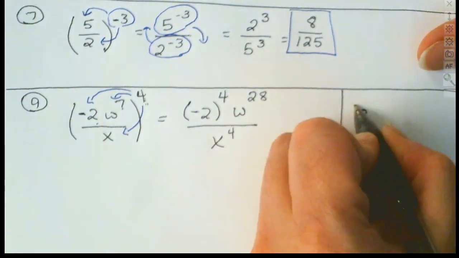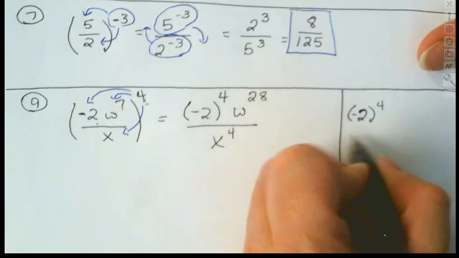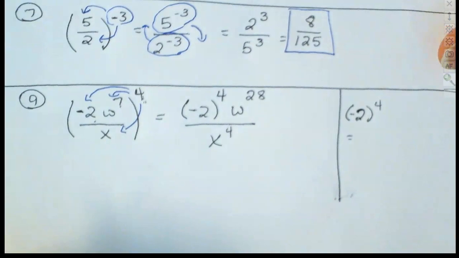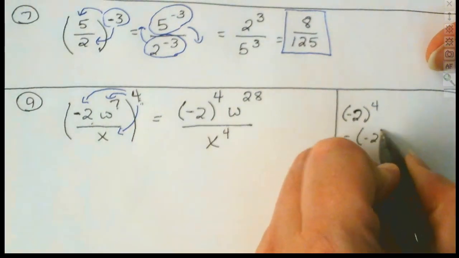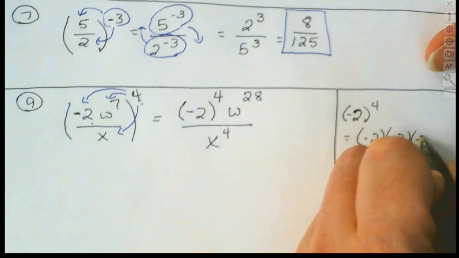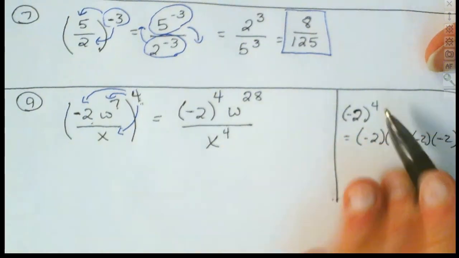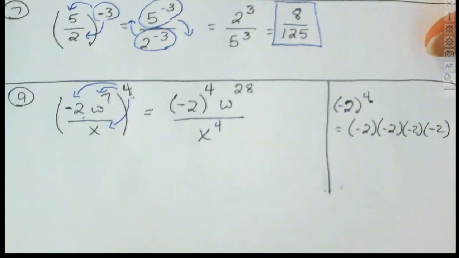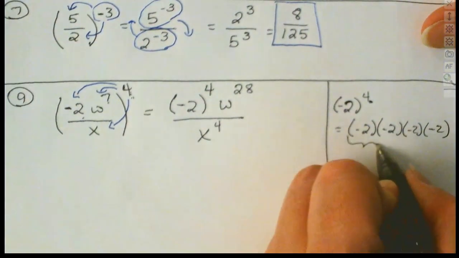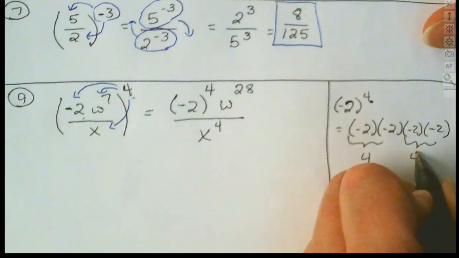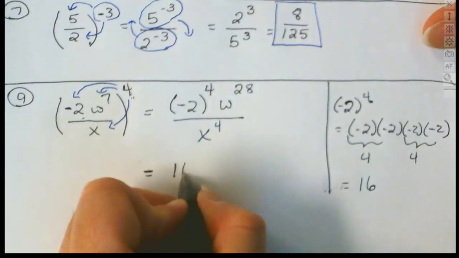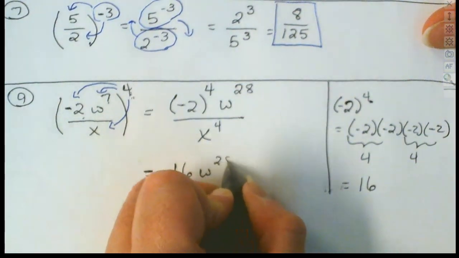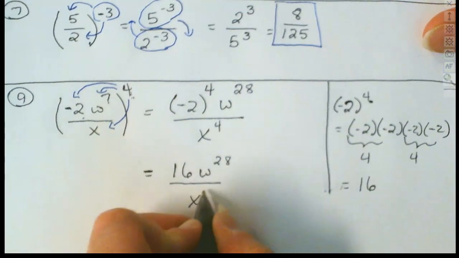And what do we know about negative 2 to the 4th? Is that going to be a positive or a negative number? Okay, positive, right? How do I know? Well, write it out, 4 times. You can also remember the fact that it's an even power, and even powers come out positive. If you multiply these together, you get 4 times 4, which is then positive 16. So my final finished answer would be 16, w to the 28th over x to the 4th power.